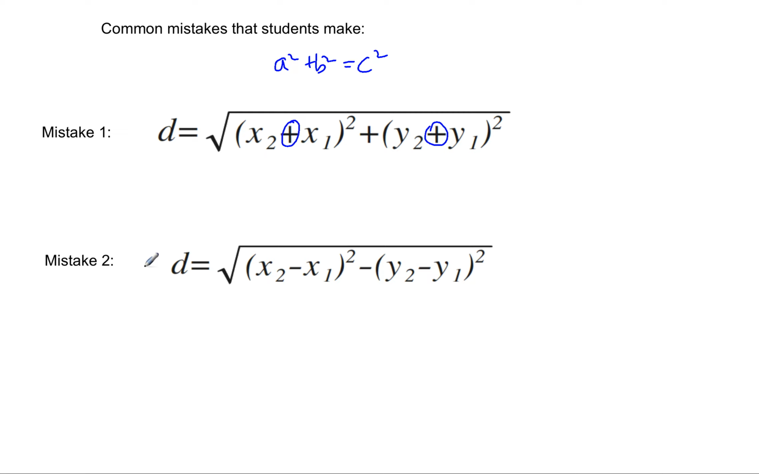Here's another mistake. Okay, so they found the distance between the x values and the y values, but the problem is they did not apply the Pythagorean theorem. Instead of taking the sum of the squares of the two sides, they took the difference. So the moral of the story is try to learn the distance formula correctly.